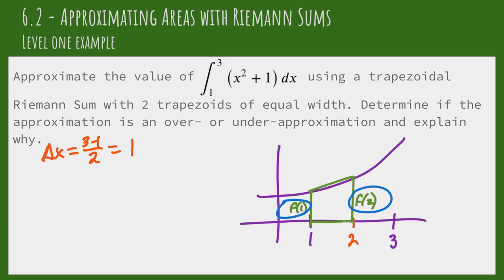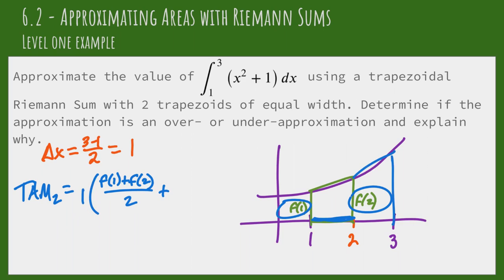So remember, to find the area of a trapezoid, we're going to average the bases and then multiply by the height. And the height for the trapezoid is actually the width of the interval. So our trapezoid approximation with 2 trapezoids is going to be the average of the bases, f of 1 plus f of 2 divided by 2, times the height of the trapezoid, which is the width of the interval, which is 1. And then we're going to be multiplying by 1 for the second trapezoid also. So for this one, we're looking at that trapezoid. So it's going to be f of 2 plus f of 3 over 2.